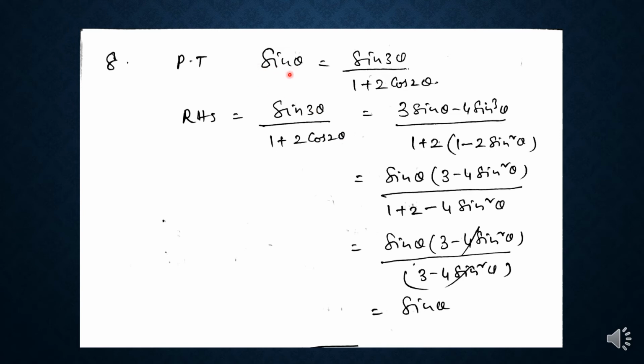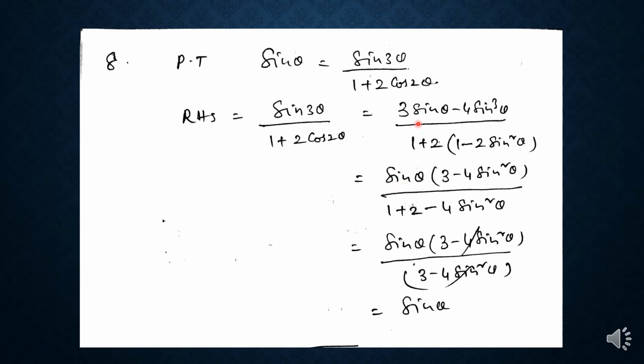See here, we have to prove that this is equal to sin theta. There is no other term in the denominator; totally that is equal to sin theta. If we check the numerator, the terms are all in the form of sin theta only. So we should write cos 2 theta in terms of sin only. What is cos 2 theta in terms of sin theta? That is 1 minus 2 sin square theta. So 1 plus 2 into (1 minus 2 sin square theta) is equal to (3 sin theta minus 4 sin cube theta) divided by (1 plus 2 minus 4 sin square theta).